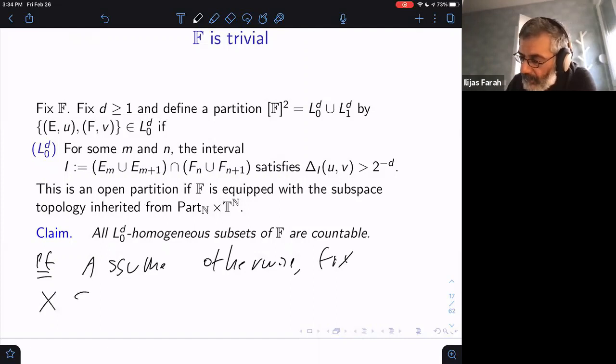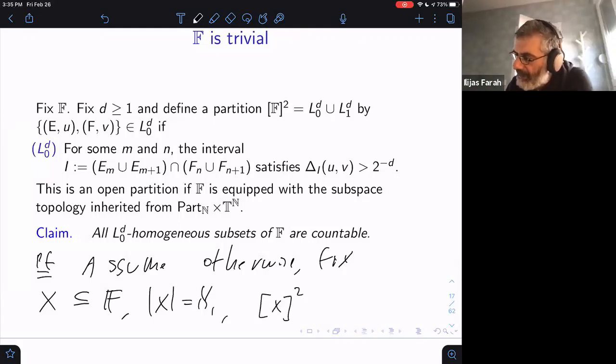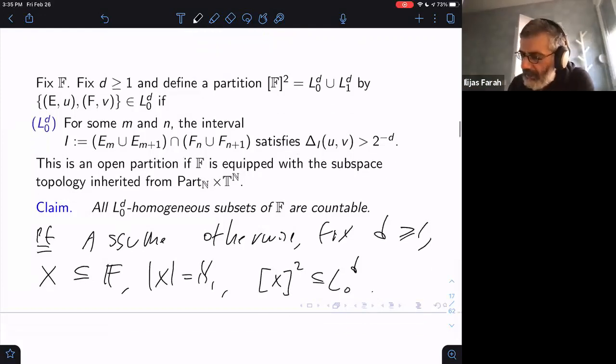And fix some X subset of F. Now, I should be saying uncountable, but you see, if I have an uncountable set, then that uncountable set has a subset of cardinality aleph-1. I'm assuming axiom of choice, right? If you don't assume axiom of choice, that's a false statement, but we live in a world in which we have choice. So fix X, cardinality aleph-1, which has the property that X squared is a subset of L_D0. So actually I first have to fix D and fix S so that this happens.